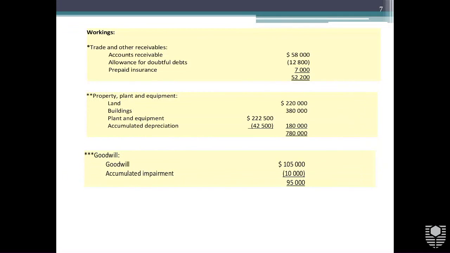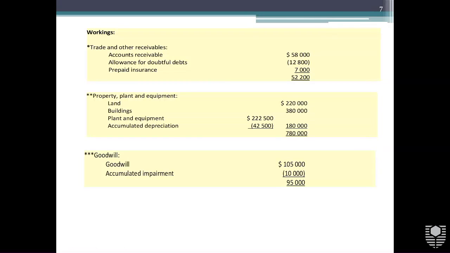So let's go over the page. Your trade and other receivables is made up of your accounts receivable of 58,000, tick that off, minus your allowance for doubtful debts of 12,800, tick that off. All right, don't let me go too fast. I need you to make sure that you know exactly what you're doing and that you're ticking it off as you're going along. I don't want to lose anyone. Everyone, are you still with me? You can see it, so you tick it off.